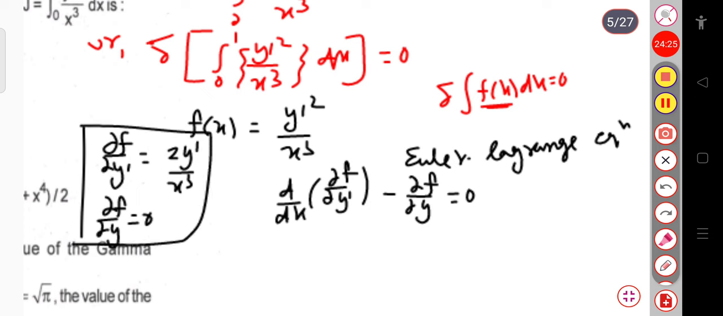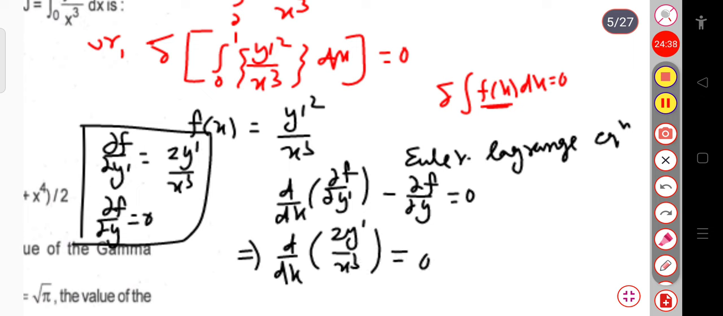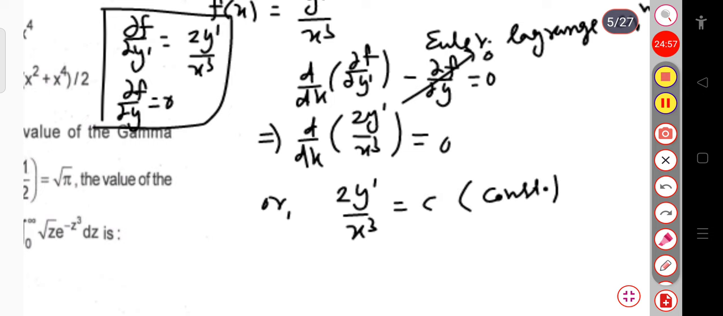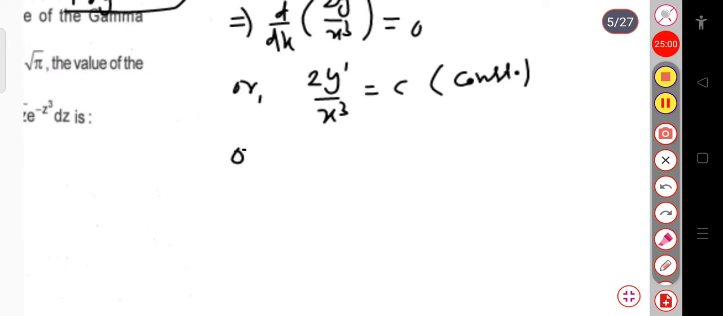If I substitute this, then this will be d/dx of (2y′/x³) minus 0 equals 0, or directly I can write this equals 0, because ∂f/∂y goes to 0. Since the derivative of this term equals 0, we can write 2y′/x³ equals some constant, let us say c. Further, 2y′ means 2 dy/dx, which equals c times x cubed.